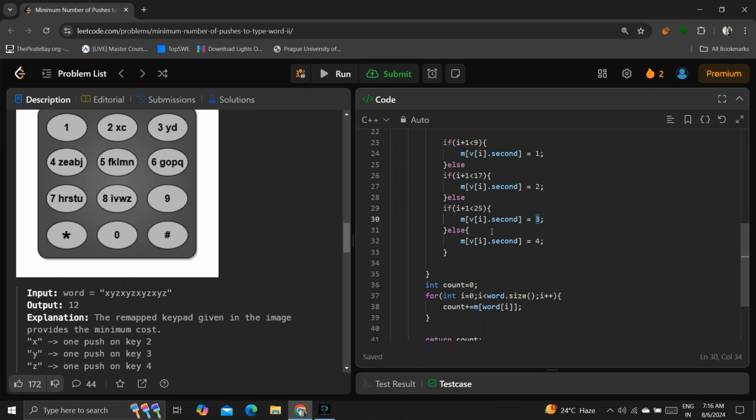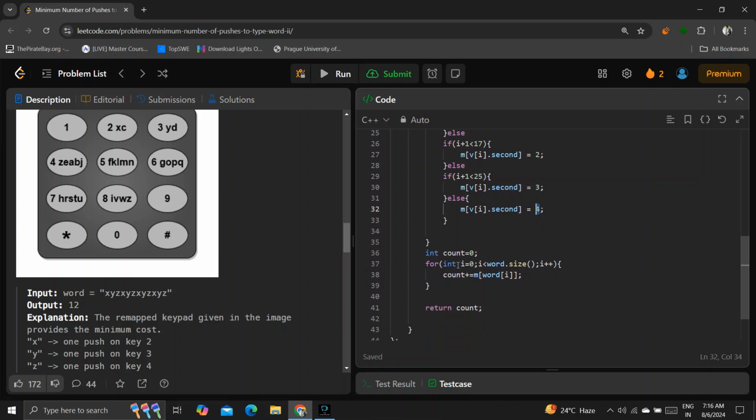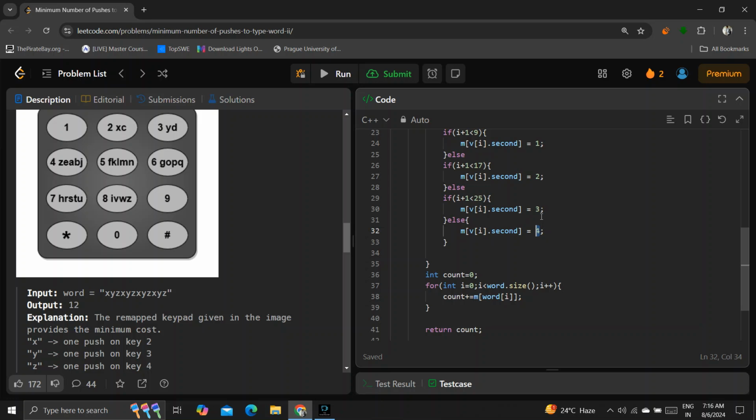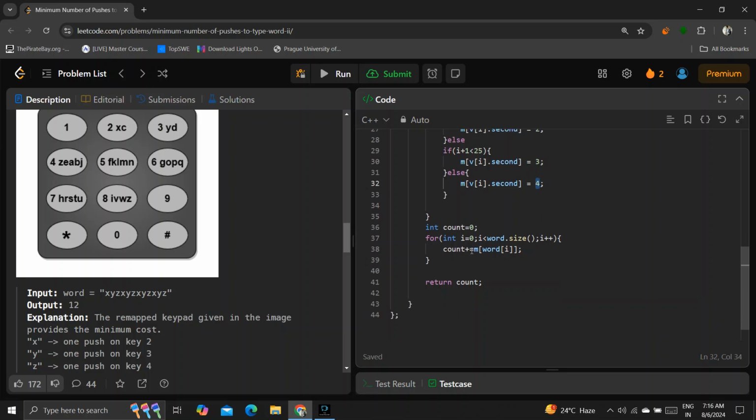And otherwise for the 25th and 26th characters, that means if A to Z, all the characters are coming, the last 2 characters, that is of minimum frequency, will be pushed 4 times. And now I will simply traverse the string and count. I have taken one count variable and I will increment by m of word of i, because we have mapped every value here. Hope you have understood.